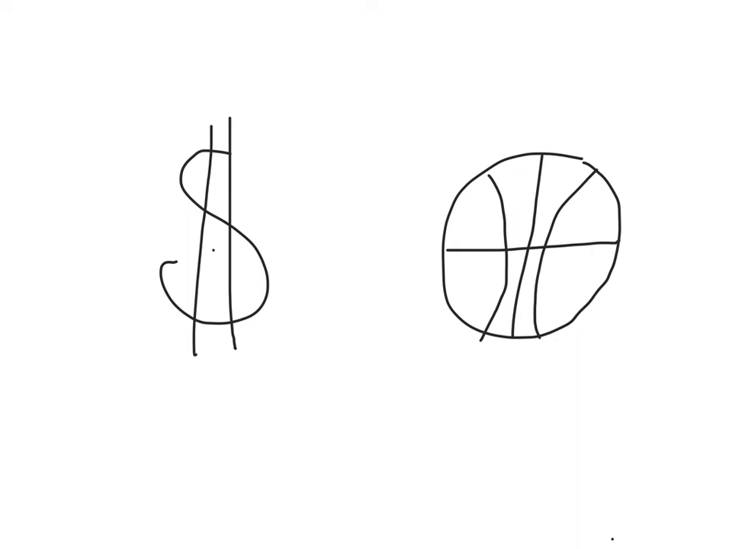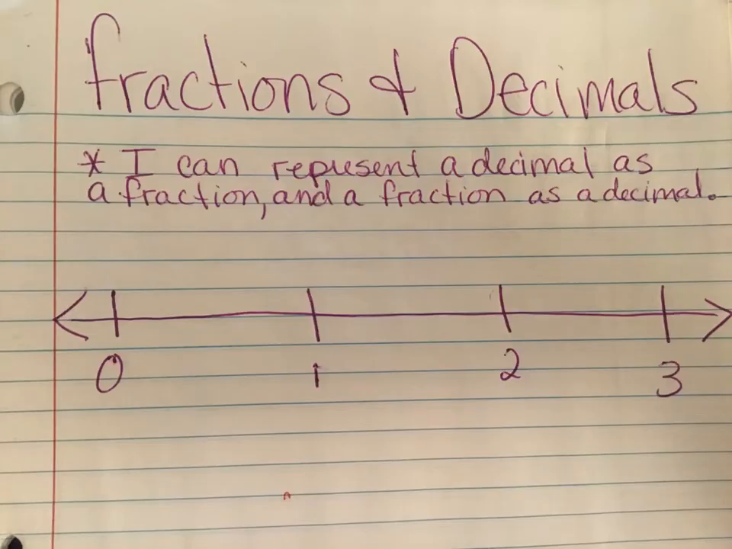A fraction is a part of a whole, and a decimal is part of a whole. So we're going to go ahead and write our title, Fractions and Decimals, and our I can statement. I can represent a decimal as a fraction and a fraction as a decimal.